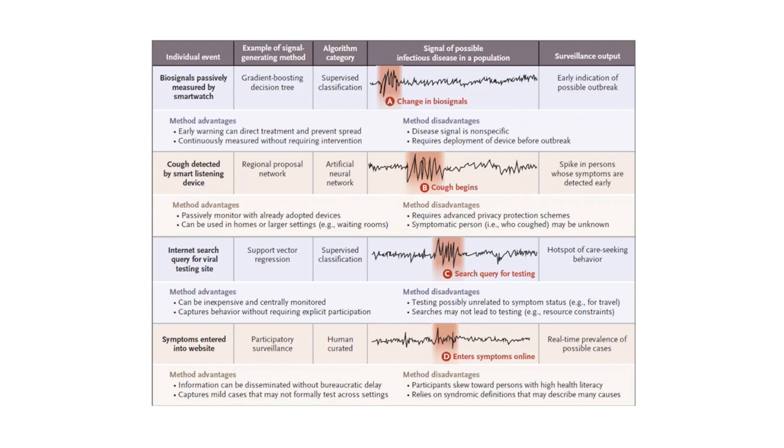AI algorithms can go over internet searches, queries for viral testing sites. Where a lot of people are searching for, I want to get tested, I want to get tested. That's an indication that a lot of people are symptomatic in that area, determined using IP addresses. All of this is to try to surveil and tell us this area of the country might have an outbreak of a certain disease.